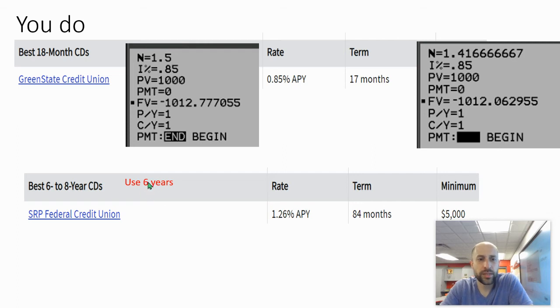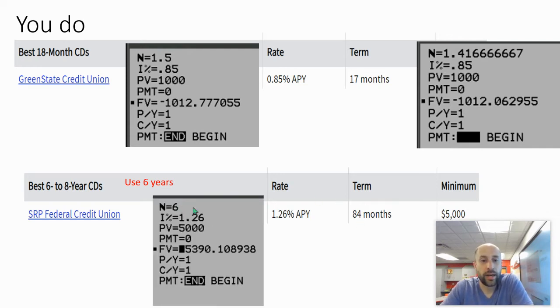And for this one, we're using 6 years. So if you didn't use 6 years, you can recalculate it quick. But for 6 years, 84 months, and a 6% interest rate, again, higher due to it being borrowed for a longer period. Present value is 5,000. And then again, your future value is what you're calculating. So your future value in this case is $5,390.10 or 11 cents.